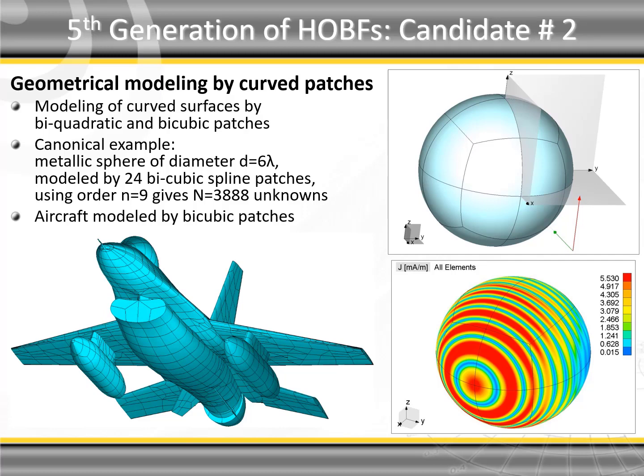Potentials of such modeling are demonstrated on canonical example of metallic sphere of 6 lambda diameter. The sphere is modeled by 24 bicubic spline patches. Simulation is performed using expansion order 9. Approximate current distribution shows very smooth transition of currents at junctions of patches, as shown right down.